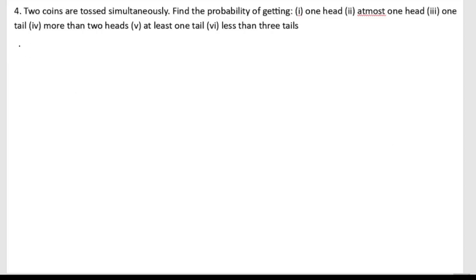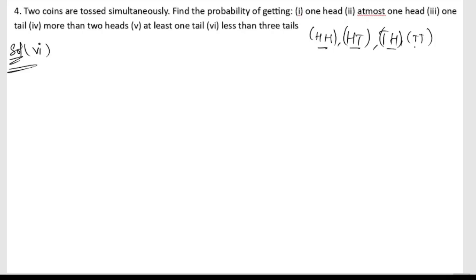Next, the sixth bit. Let us do the solution of the sixth bit. What they are asking in the sixth bit is less than 3 tails. We know that when two coins are tossed, we get the outcomes head, head, head, tail, tail, head, and tail, tail. So these are the outcomes we get when we toss two coins. Here they are asking less than 3 tails. So we are getting less than 3 tails here: 0, 1, 1, and this 2.